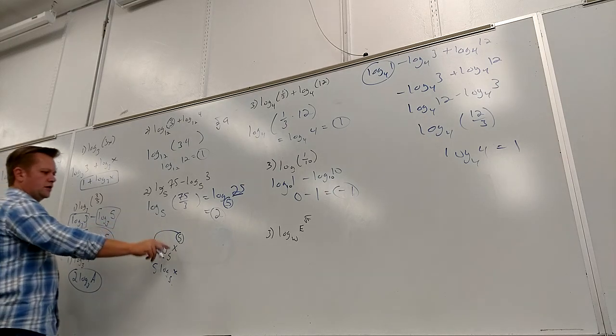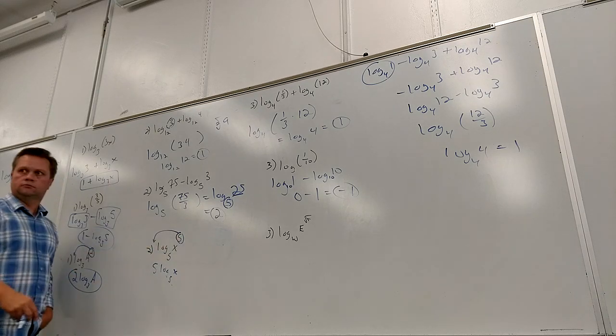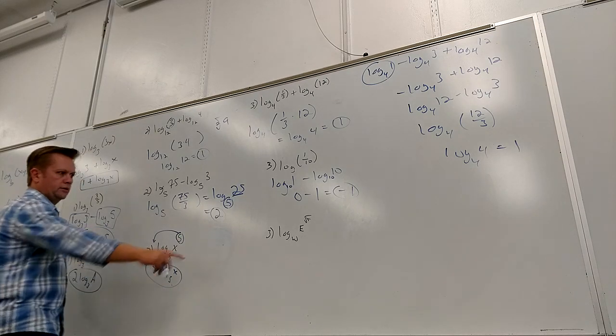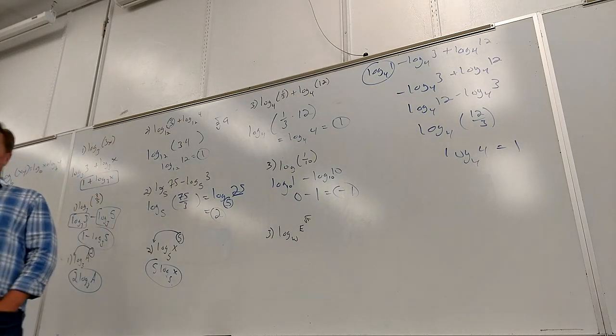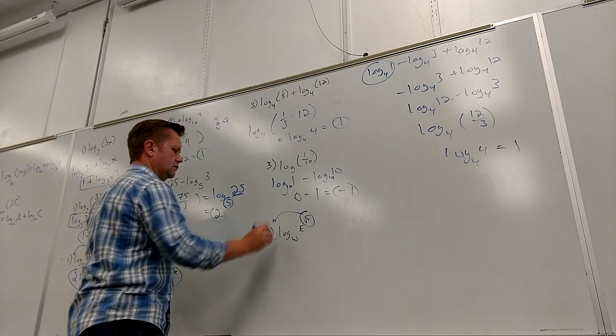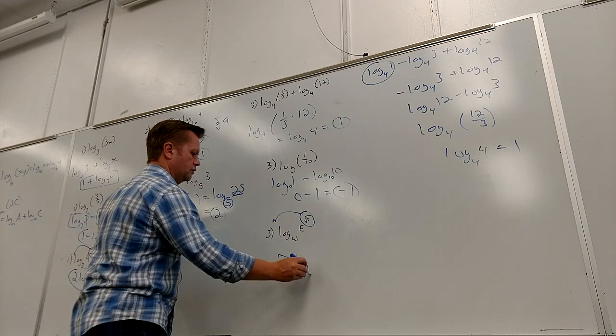So the quick way is this. If the inside got a power, you just pull it out. Bam. So what about this one? Don't make too much out of it. Square root of r. Yeah, that power just comes down. Square root of r log w.